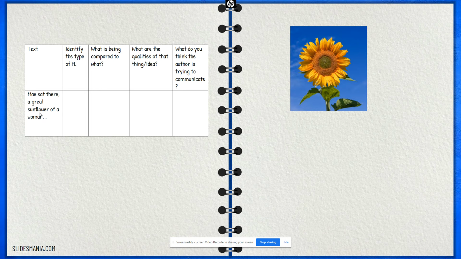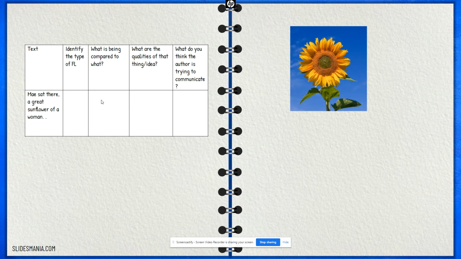So in this one, we've got our text: May sat there, a great sunflower of a woman. Think about what type of figurative language it might be. Does it use like or as? Is something human being given human qualities? Or is it just a comparison without using like or as?